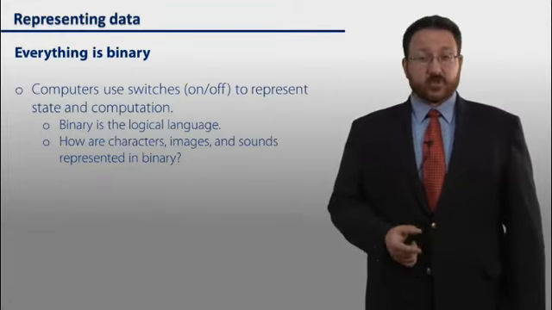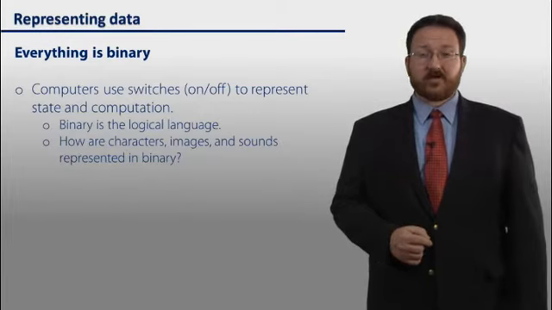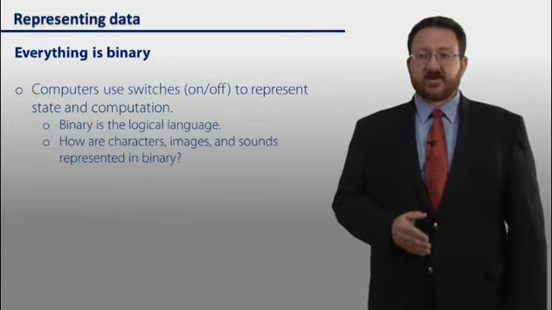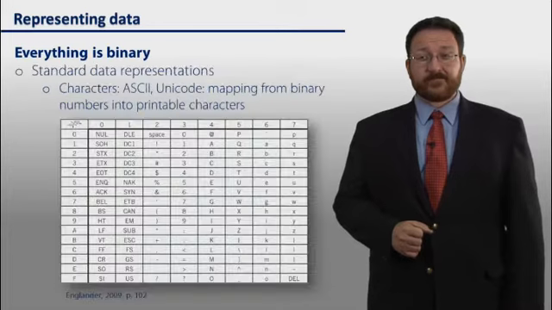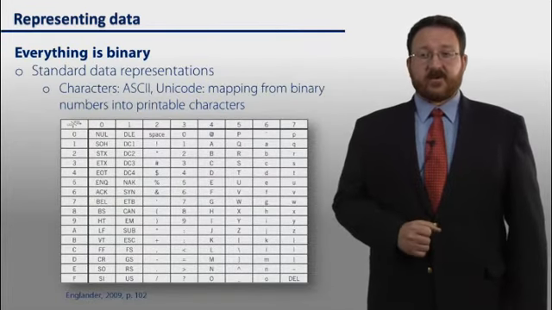Computers operate on switches internally. These are either on or off, which makes the base 2 number system its natural base. So characters, images, and sounds, how can they be represented in binary? Let's look at characters, for example.